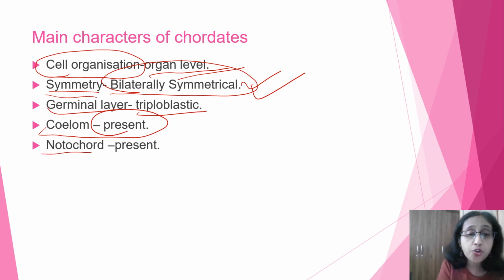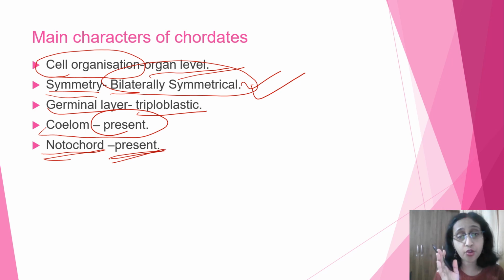Now the notochord is present in all the chordates. For that reason only they are called chordates, as the notochord is present. In the previous ones the notochord was absent, so they were called non-chordates. Is it clear to all? So these are the main characters of chordates based on the basis of classification.